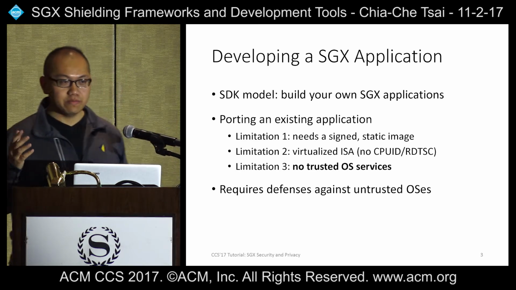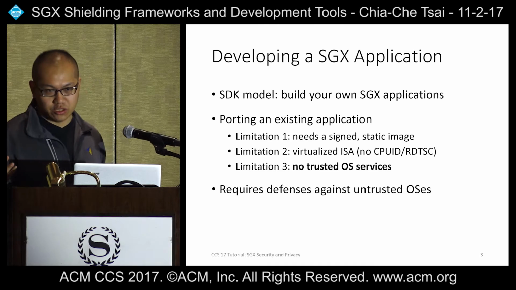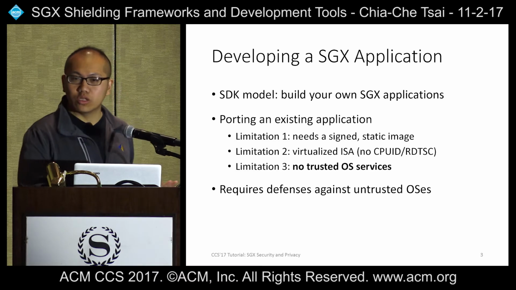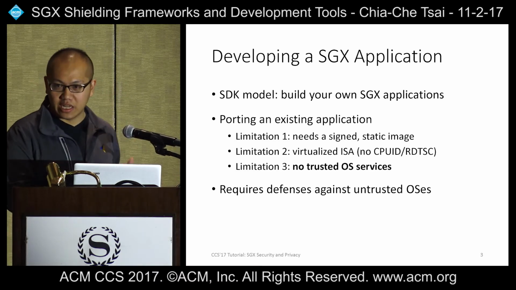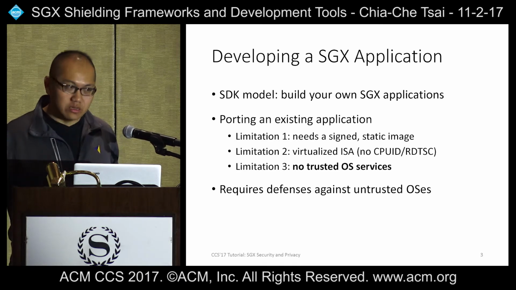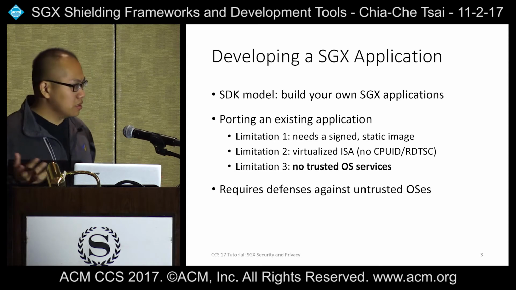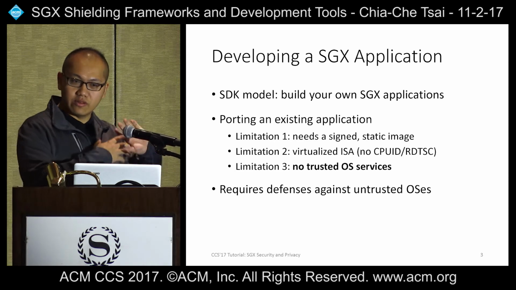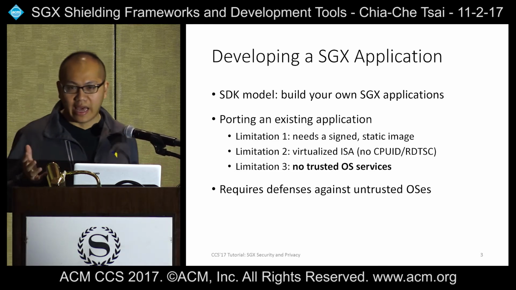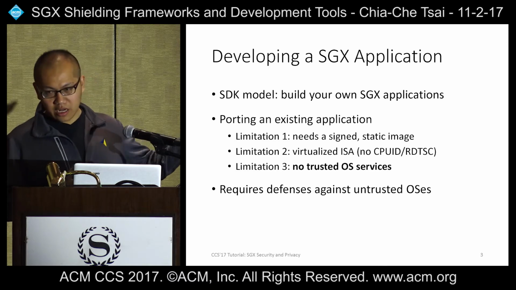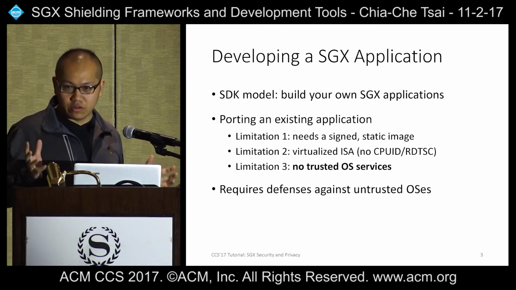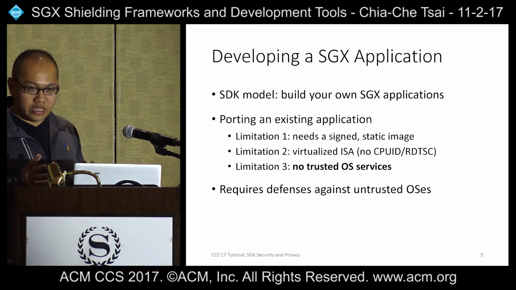Well, that sounds like a good idea, although there are several limitations you're going to run into. The first limitation is that anything you want to run inside the Enclave needs to have a signed static image so they can guarantee its integrity. That means if you have a dynamically linked binary, you won't be able to move it into the Enclave. The second limitation is that the Enclave itself is a virtualized ISA. It means that a few instructions are not allowed inside the Enclave for security reasons, for example CPUID and RDTSC. You have to get rid of them inside your binary, and this is just an engineering problem.